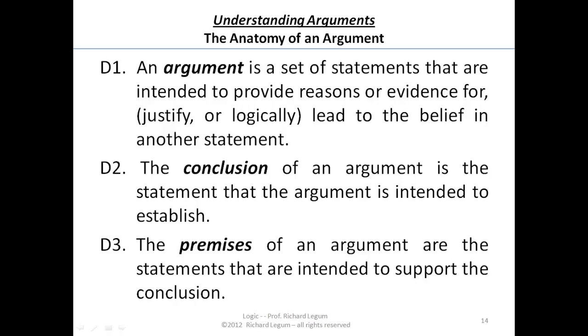Notice an argument is defined in terms of reasons, and it's supposed to lead to something. Well, what does it lead to? The conclusion. So the second definition, D2: the conclusion of an argument is the statement that the argument is intended to establish. A conclusion is the point of the argument, what the other statements are supposed to establish, justify, or logically lead to. And finally, D3: the premises of an argument are the statements that are intended to support the conclusion.